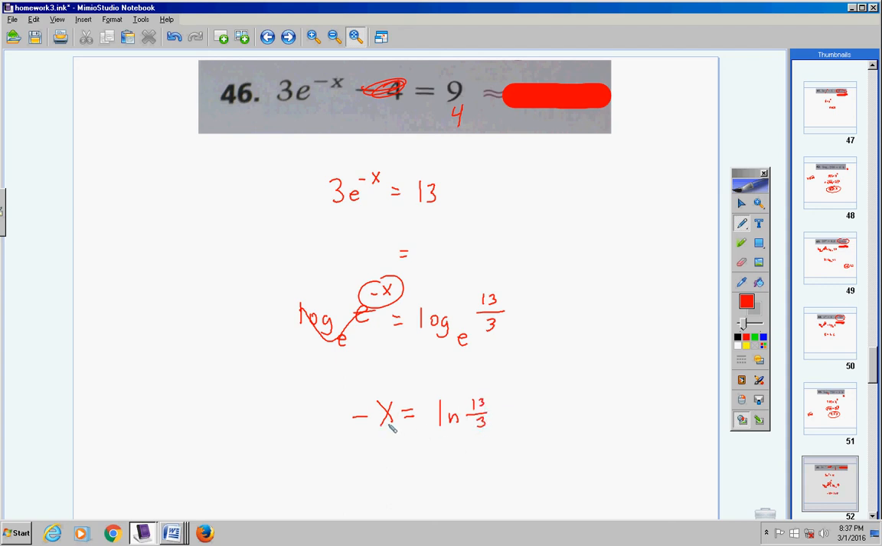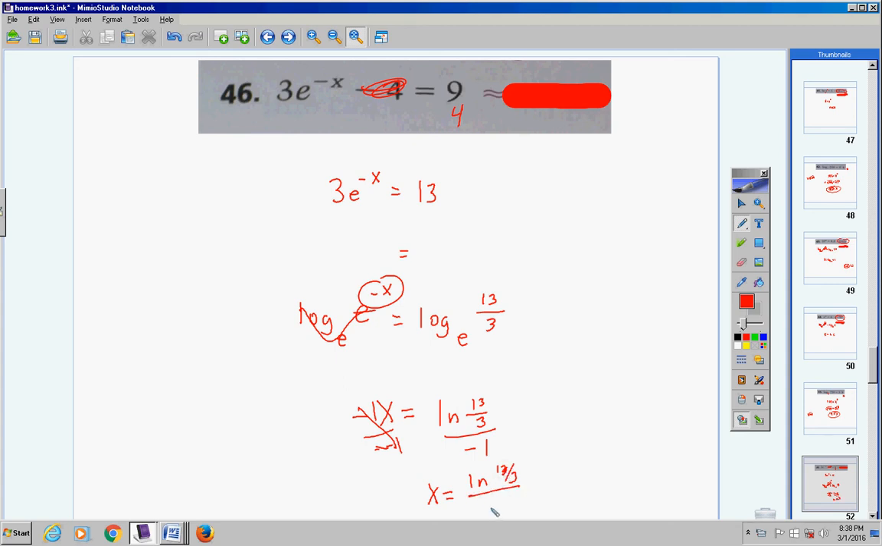And now x is not quite by itself. Look at it like there's a negative 1 there. You've got to divide both sides by a negative 1. So guys, divide both sides by a negative 1. These will cancel, leaving you with an x. And over here you're left with the natural logarithm of 13 over 3 divided by negative 1.